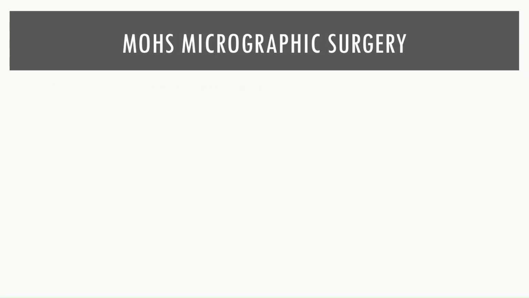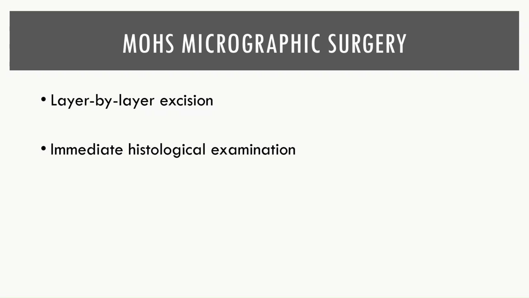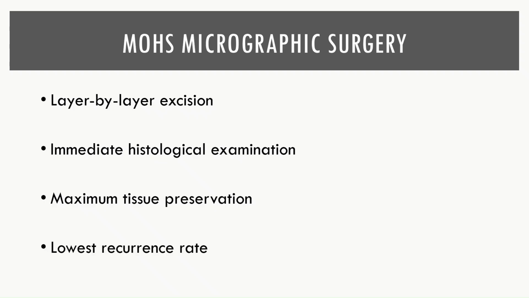Mohs micrographic surgery involves serial excision of thin tissue layers with immediate microscopic examination. This technique maximizes tissue preservation while ensuring complete tumor clearance and has the lowest recurrence rates among surgical options.